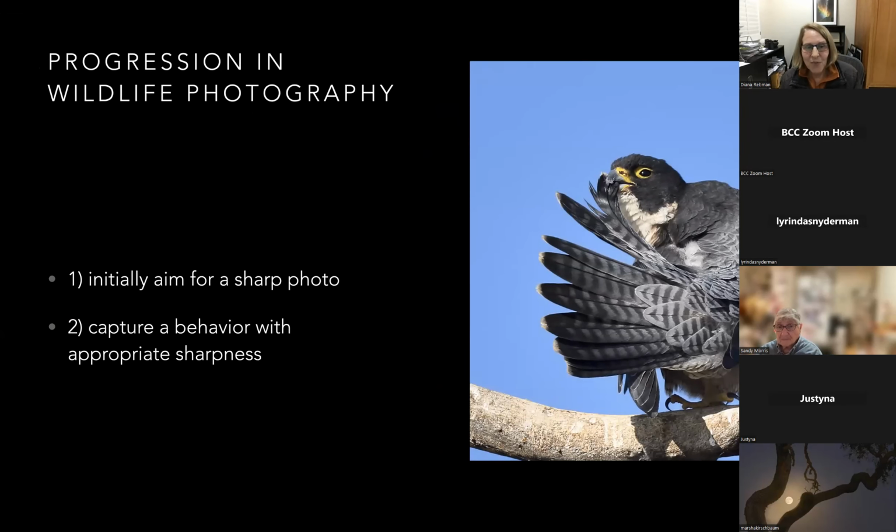From there, you really want to start to photograph some behavior. And preening is a really great behavior to photograph. It's not very fast, and it's just a good way to make sure that you can get some behavior and you can get it sharp. So this is a peregrine falcon taken at Sacramento Wildlife Refuge.